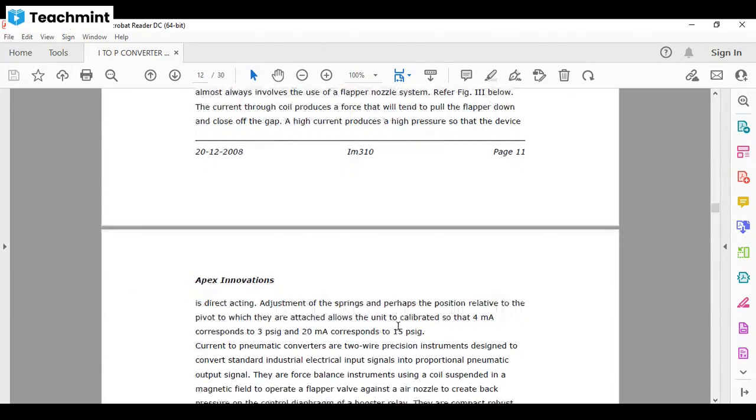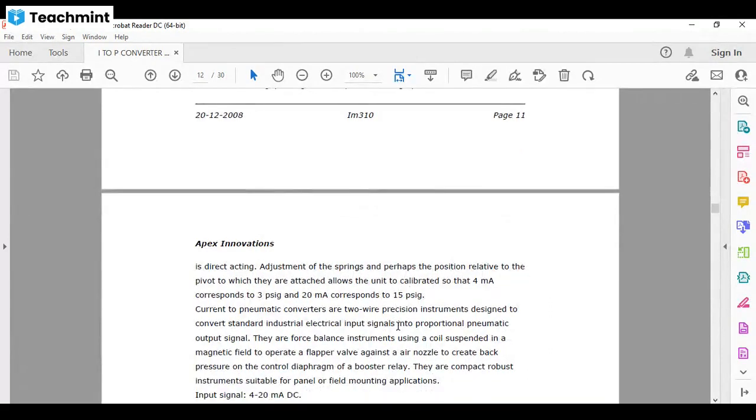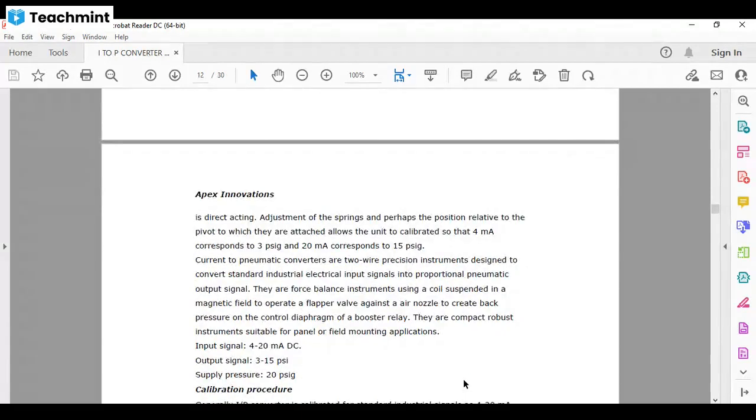Current to pneumatic converters are two-wire precision instruments designed to convert the standard industrial electrical input signal into a proportional pneumatic output signal. They are force balance instruments, using a coil suspended in a magnetic field to operate the flapper valve against the air nozzle, creating a back pressure on the control diaphragm of a booster relay. They are compact, robust instruments suitable for panel mounting.